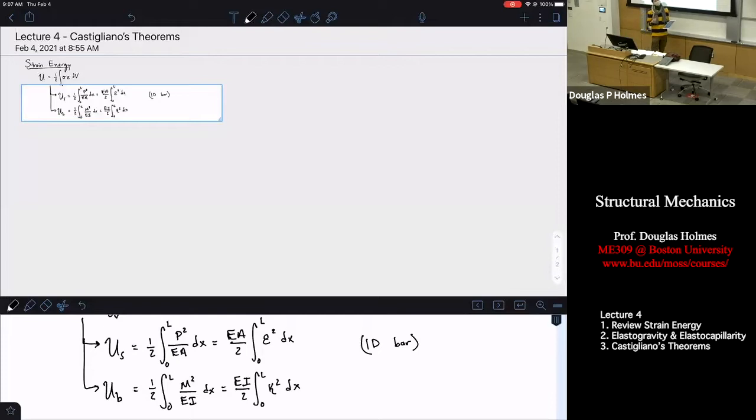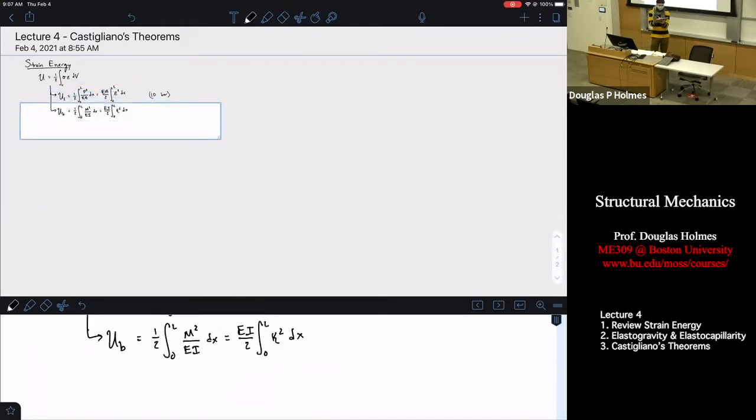We talked about how the strain energy in torsion is of basically the exact same form as your bending energy. It's just that instead of thinking of a moment, you think of a torque. Instead of thinking of your second moment of area in Cartesian coordinates, which is I, you think of your second moment of area in polar coordinates, which is J.